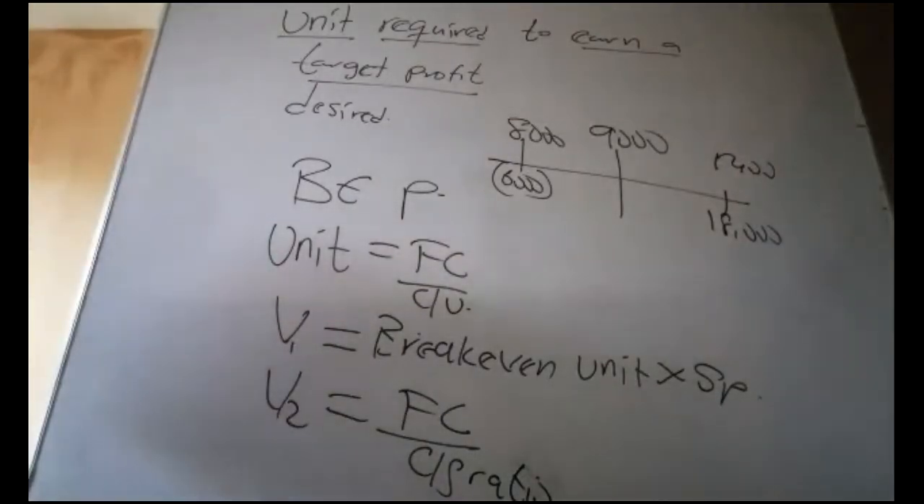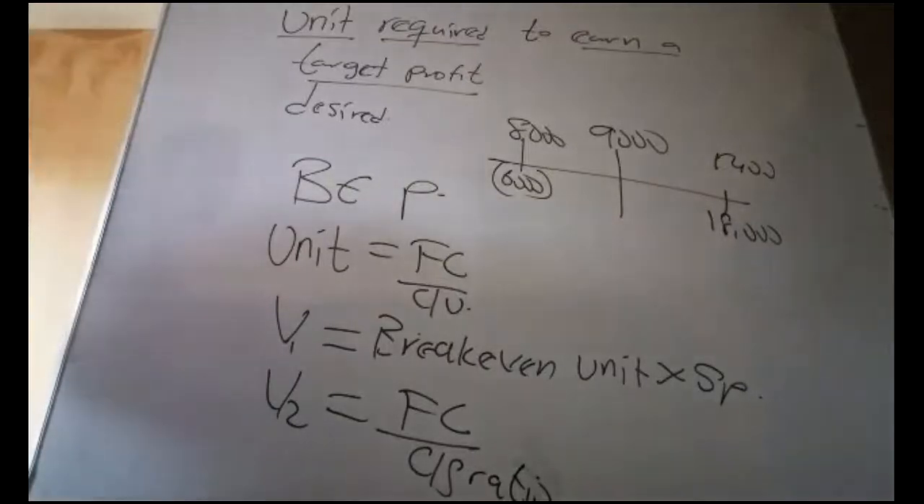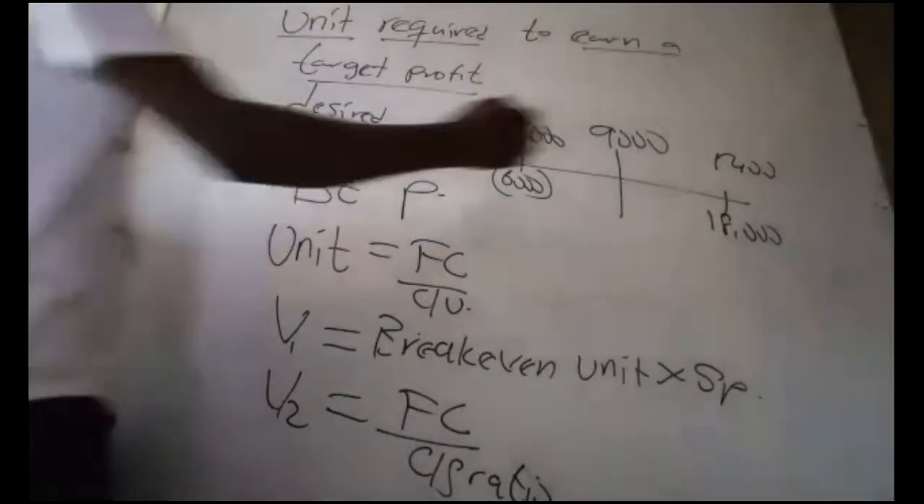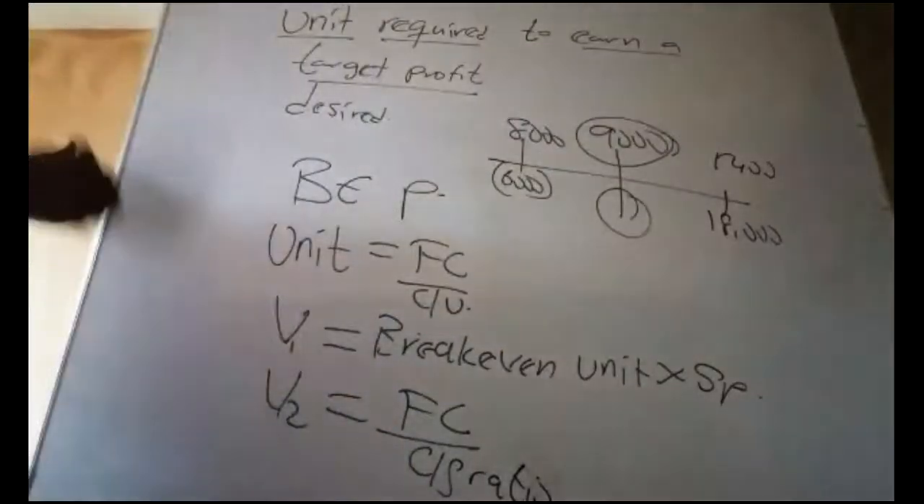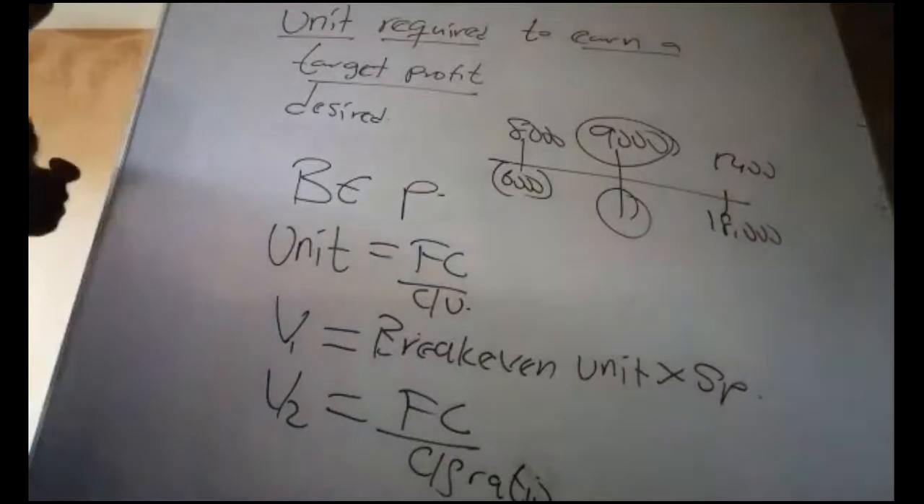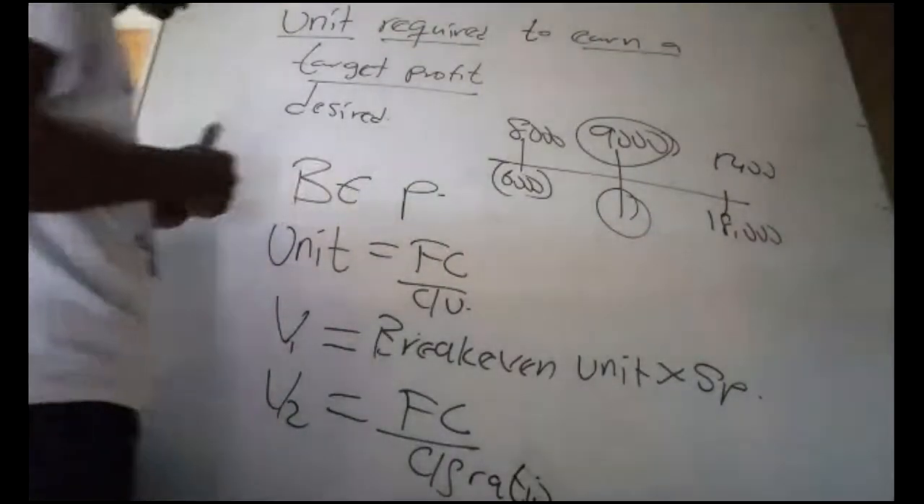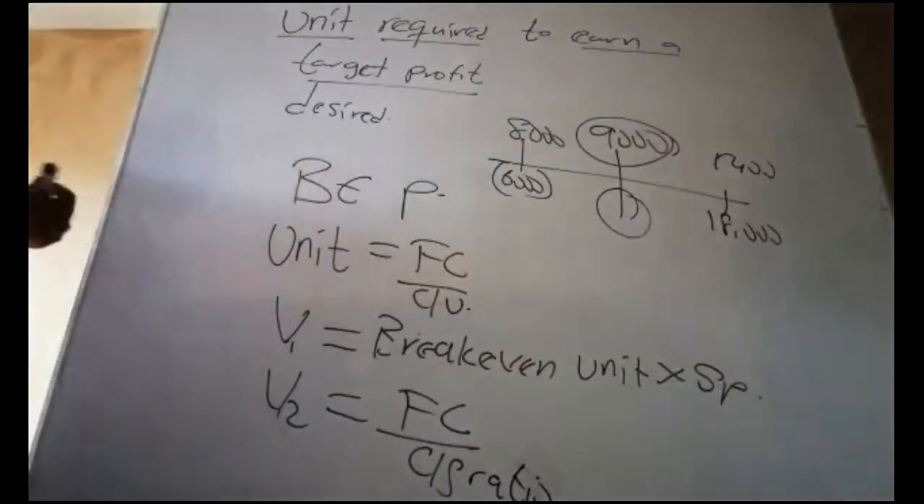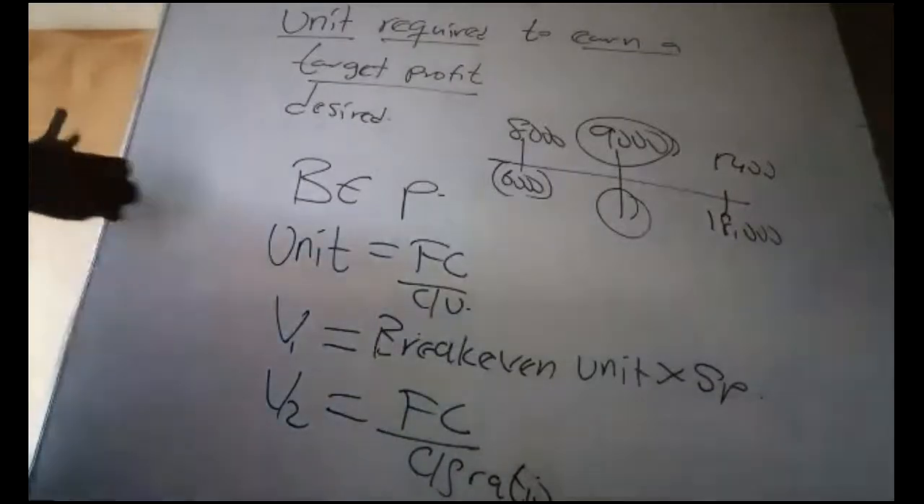Target what? Profit. Good. How do you calculate? How do you determine the unit that the company should produce so that they can get their desired profit? Because here we know that when they produce 9,000, their profit is 0. So now, if the profit that they desire, then it means that we just have to add the target profit to it, and then we are done.